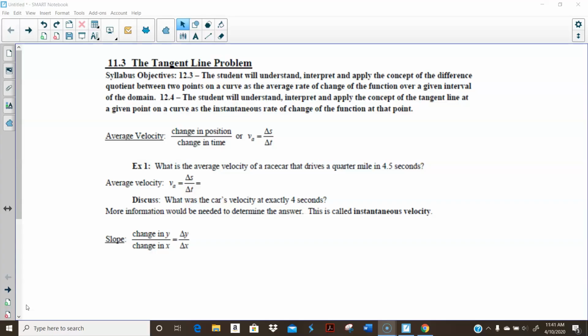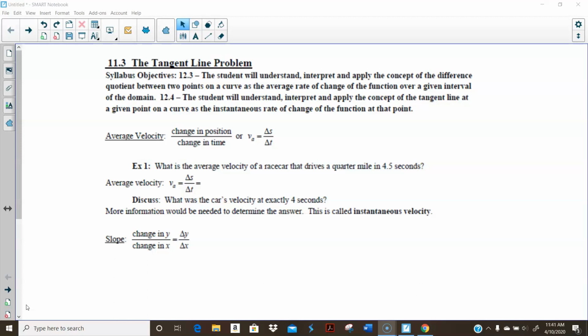Today we're working on 11.3, the tangent line problem on page 174 of your note guide. This is the beginning of what calculus really is. We're going to be talking about differential calculus, where we will be looking at instantaneous rate.